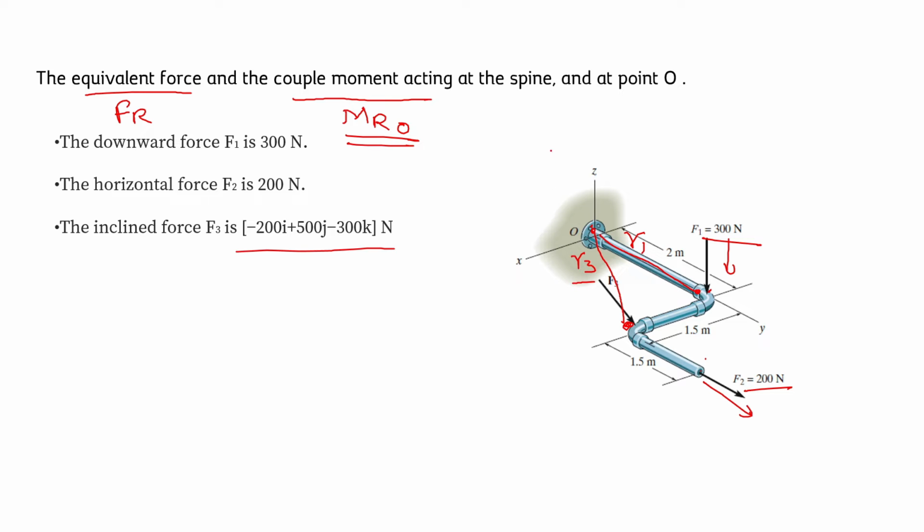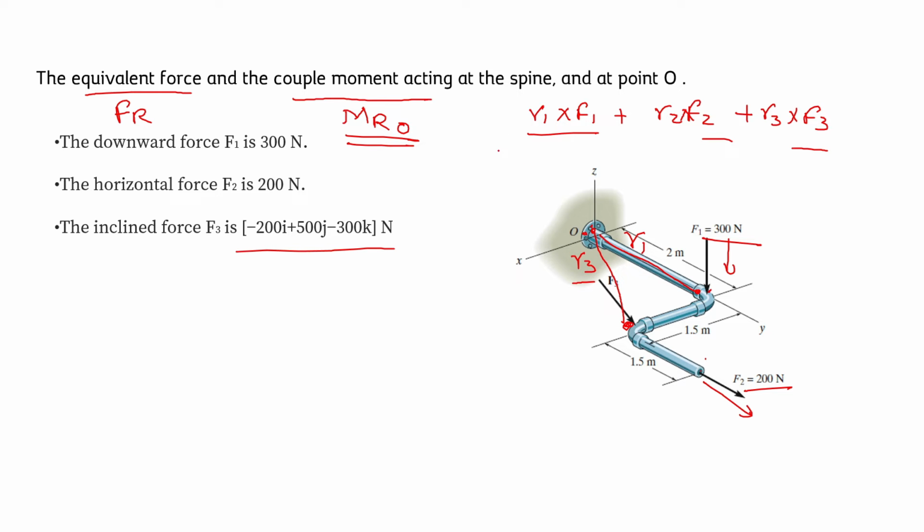Simply, the cross product of the position vector and the force vector would give us the moment of that force about point O. As we can see here, this is the moment due to force F2, this is the moment due to force F3. Now, simply adding the moments, we will find the value of the resultant moment about point O.